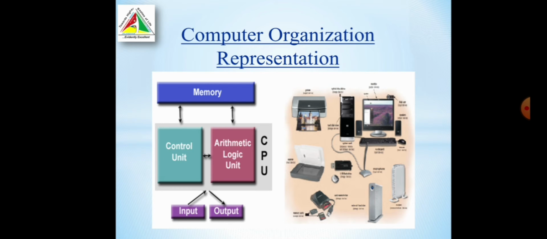Here is a quick look at the computer organization representation. In the computer organization, CPU is the main part which contains control unit and arithmetic logic units. It is related to memory as well as input and output units. So all these parts are interrelated to each other to perform a specific task.